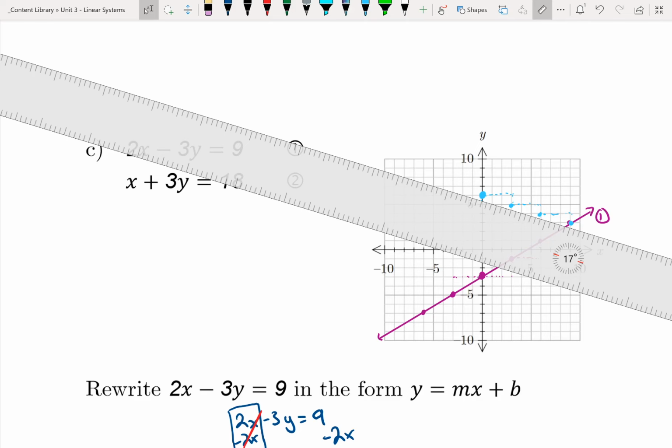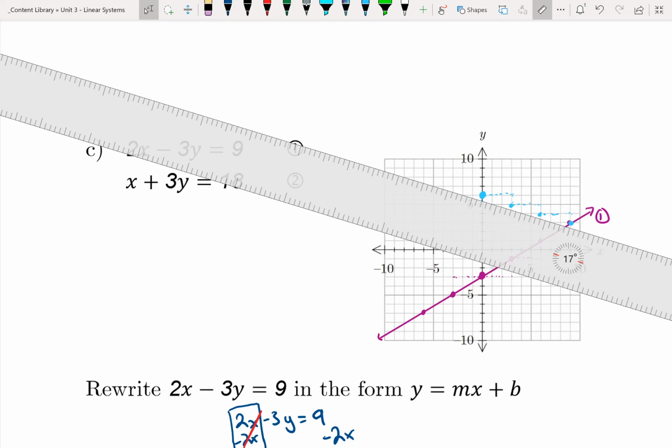And I can see where they intersect already. They do cross at this point here. And the coordinates of that point are 9, 3. So my point of intersection is 9, 3.